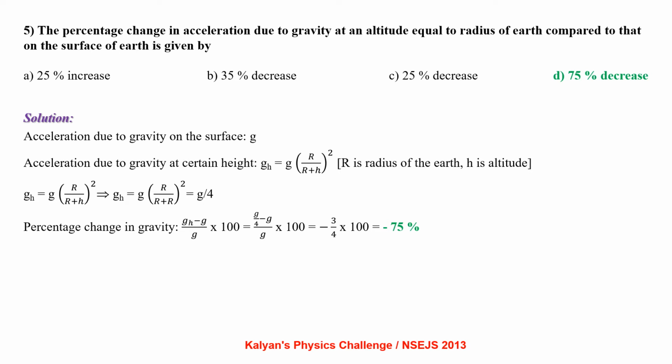Now gh equal to g times R by R plus h whole square. Since h equal to R, we get gh equal to g by 4. Now the percentage change in gravity, gh minus g by g into 100, comes out to be minus 75%, indicating that the value of g decreases by 75%.